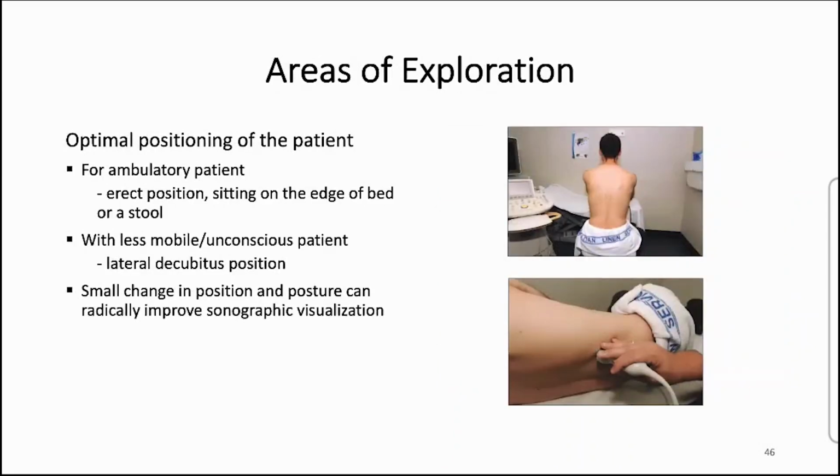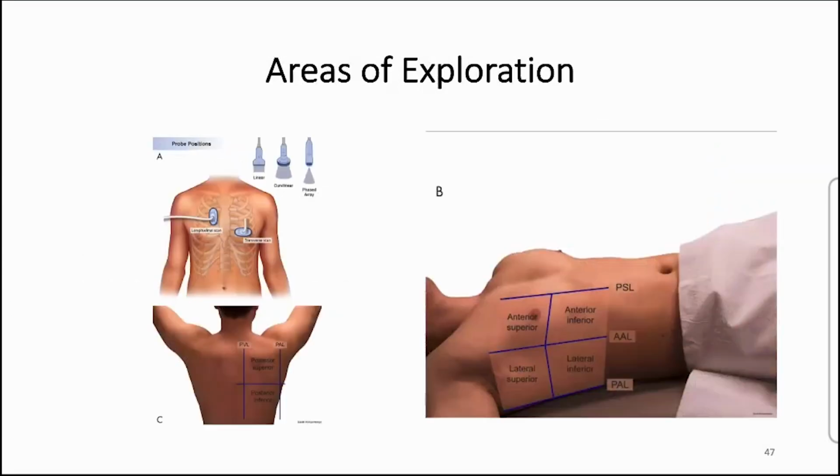And the areas of exploration: in case the patient is ambulatory and you are looking for the pleural effusion only, then you can examine the patient from the back, keeping the patient in the sitting position or on a stool. Or if the patient is unconscious or less mobile, then you can do the procedure in the lateral decubitus position. Always keep in mind that a small change in position and posture can radically improve the sonographic visualization.